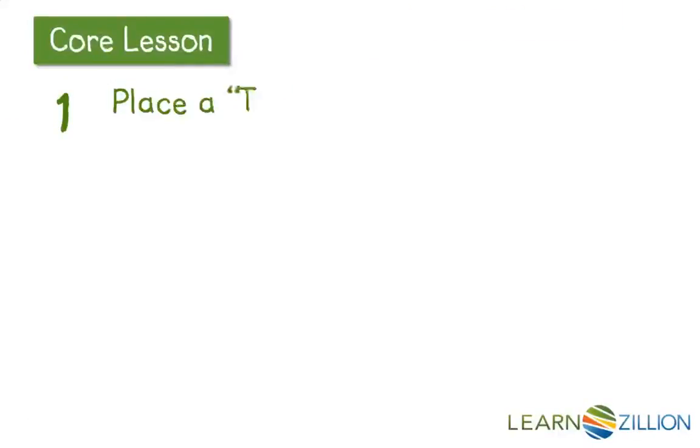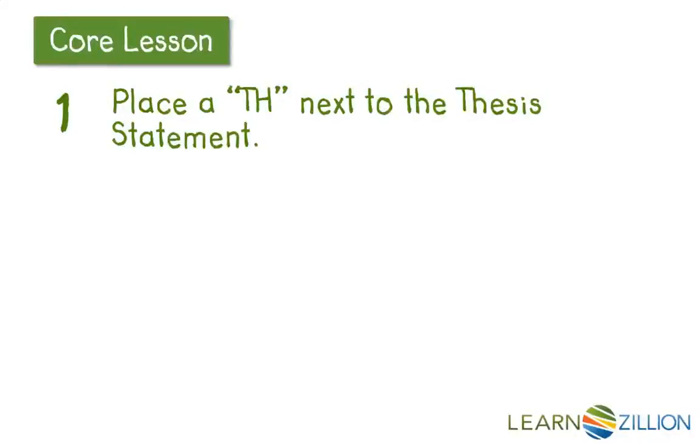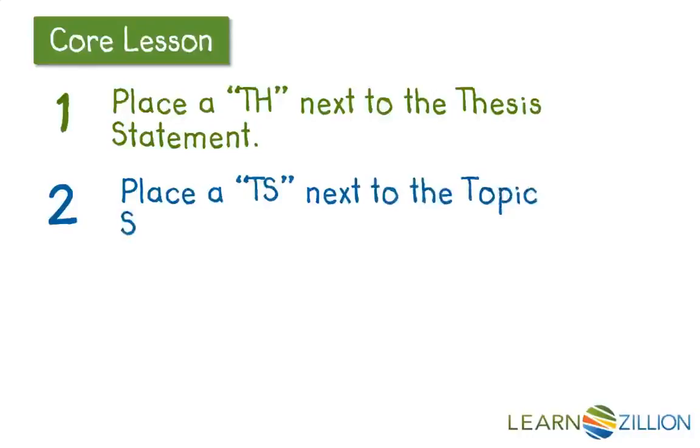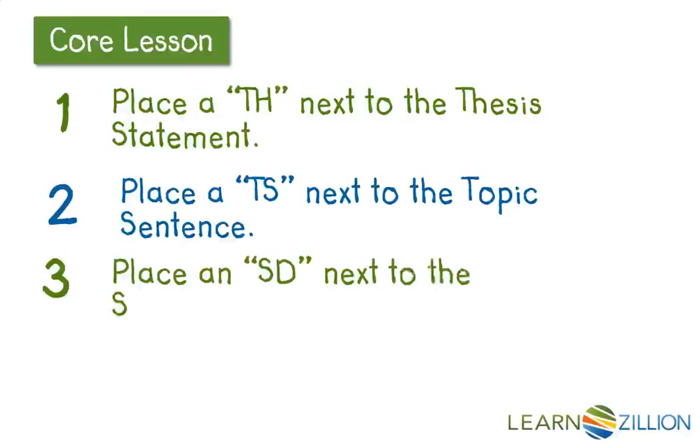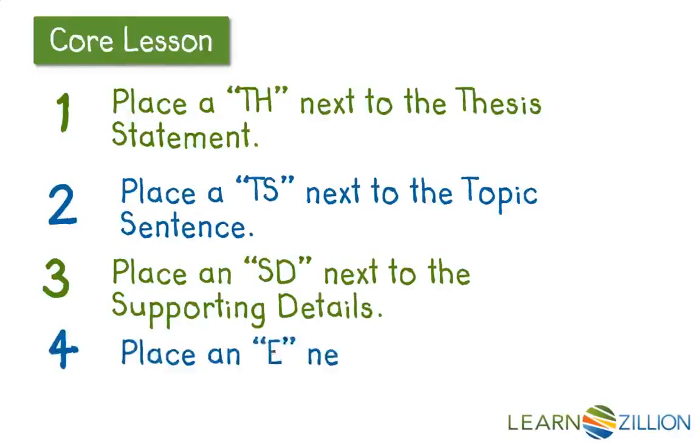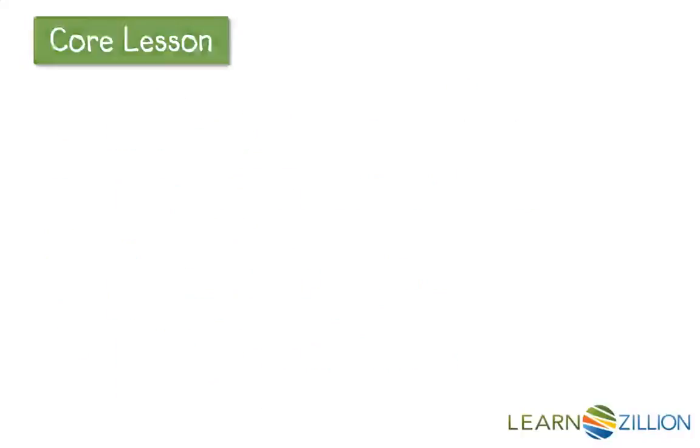So in order to analyze this essay, the first thing we're going to do is place a TH next to the thesis statement. Then we are going to place a TS next to the topic sentences. Then we're going to place an SD next to the supporting details. And finally, we're going to place an E next to the elaboration. And again, it's important that we understand what all of these parts are in an essay so that as we start breaking them down in this lesson and future lessons, we understand what it is we're talking about and how it works as part of the whole essay.